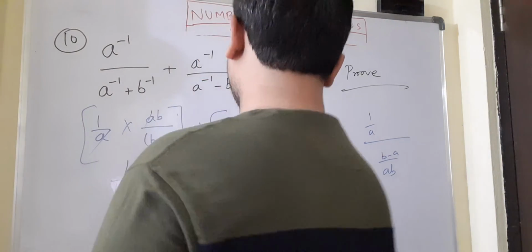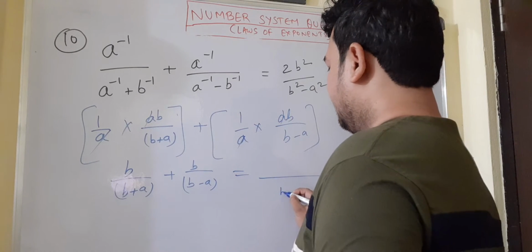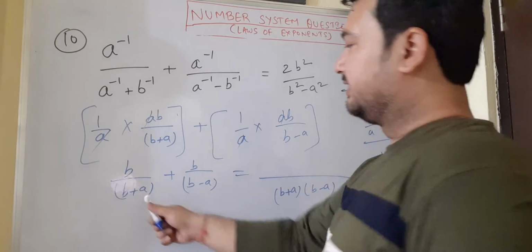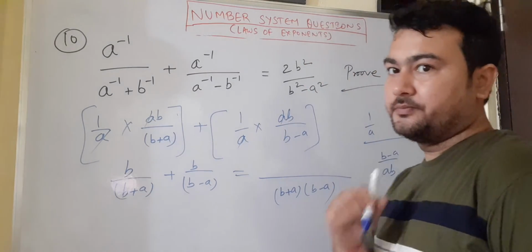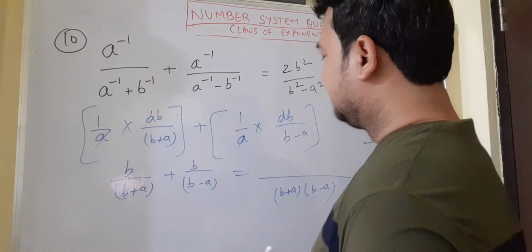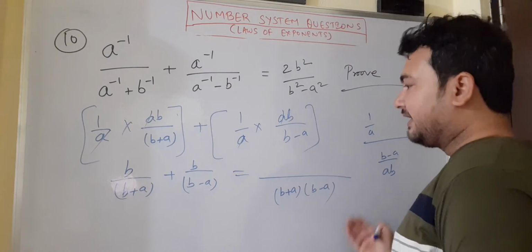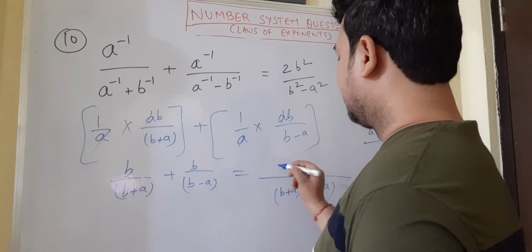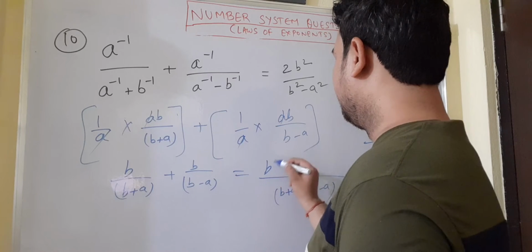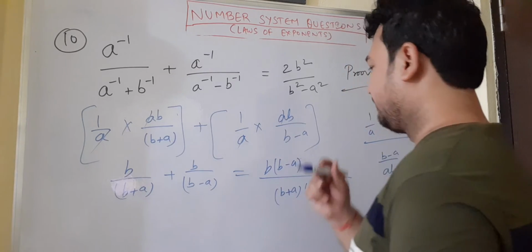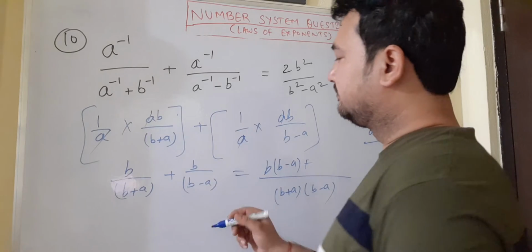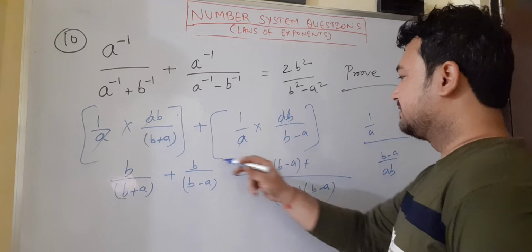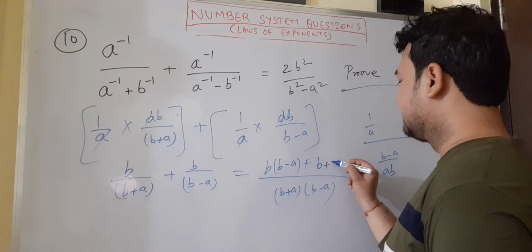Again, what will be the denominator? (B plus A) into (B minus A). Then only this can also divide and this can also divide this denominator. B plus A, how many times? B minus A times. So this B minus A will multiply with this B into (B minus A), plus sign, (B minus A), B plus A times. So this B will multiply with (B plus A).